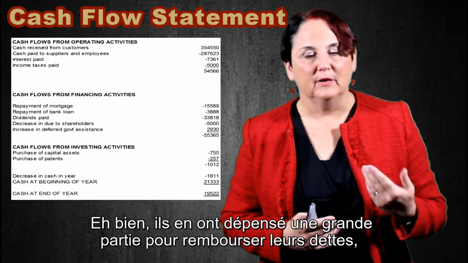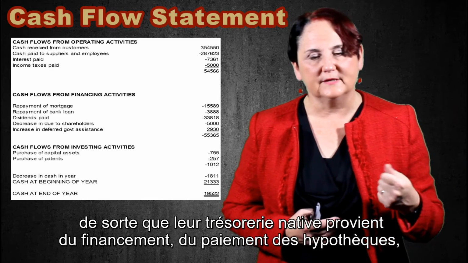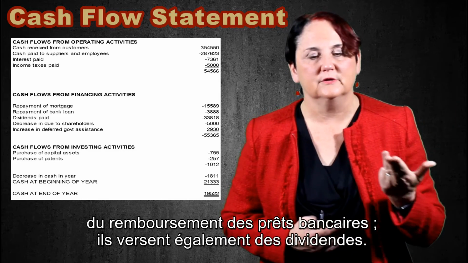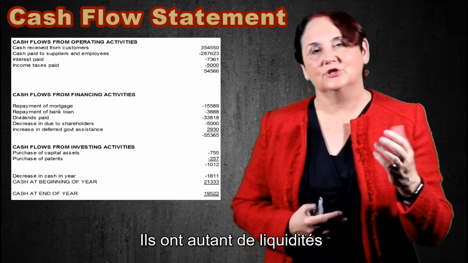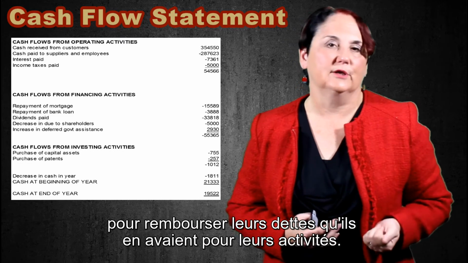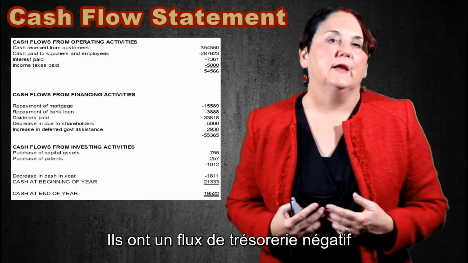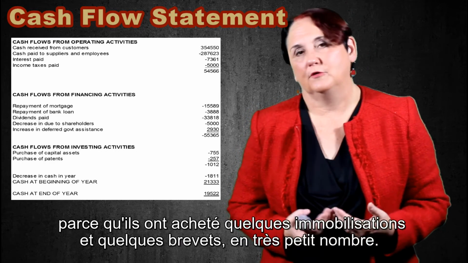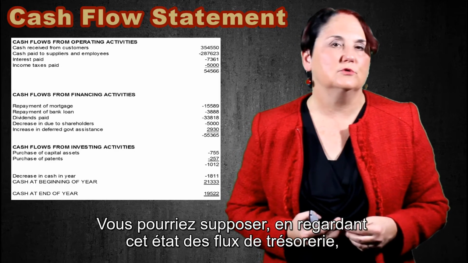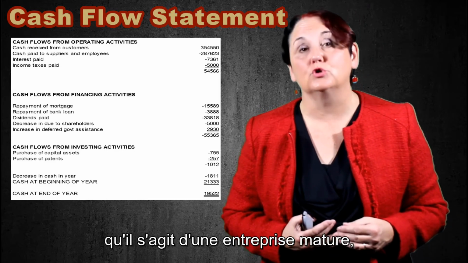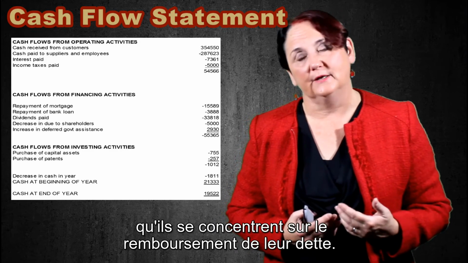Well, they spent a lot of it paying back debt. So their negative cash flow from financing, paying mortgages, paying bank loans. They also paid dividends. They have as much cash going out to pay debt as they had coming in from operations. Their cash flow from investing is negligible. They have negative cash flow because they've bought a few fixed assets and a few patents, very small numbers. So you would assume, looking at this cash flow statement, that this is a mature business. They don't need to be investing. They are focusing on paying down their debt.